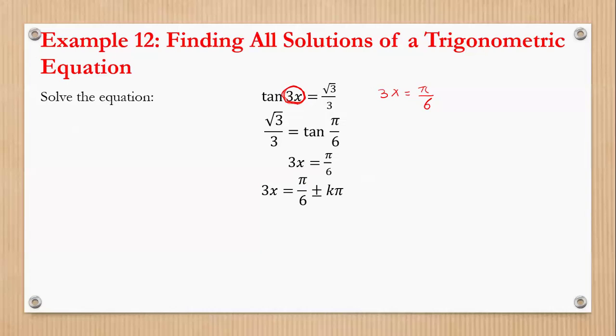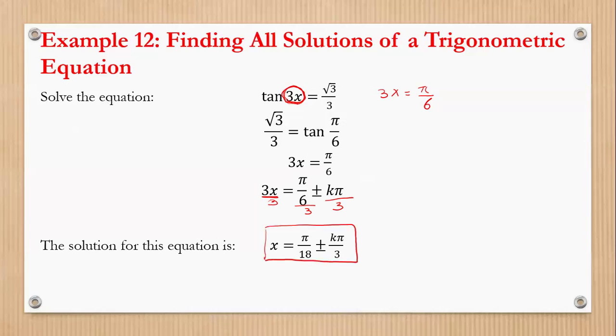Now what do we do after finding the angle, after adding or subtracting k pi? Now it's time to get rid of the 3 by dividing everything by 3. If you divide everything by 3, you get x equal to pi over 18 plus or minus k pi over 3. And that is the general solution for this equation. If you replace k by numbers, by 0, by 1, by 2, you get all possible solutions that we have for this equation.